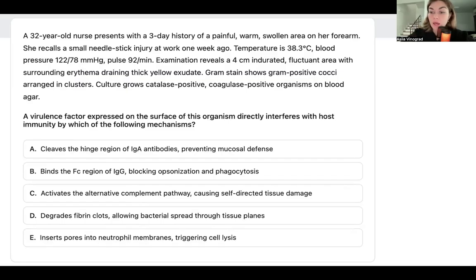D, degrades fibrin clots to spread through tissue. That sounds like streptokinase from Streptococcus. Staph aureus actually does the opposite: coagulase clots plasma to wall itself off and form an abscess. The answer E, pore formation in neutrophils. That's closer to alpha toxin or leukocidin activity, not protein A. And the question specifically says surface protein in the peptidoglycan cell wall. That's the clue pointing directly to protein A. So that's all about Staph aureus.